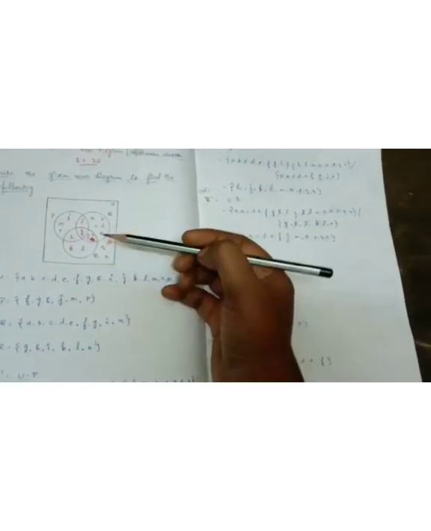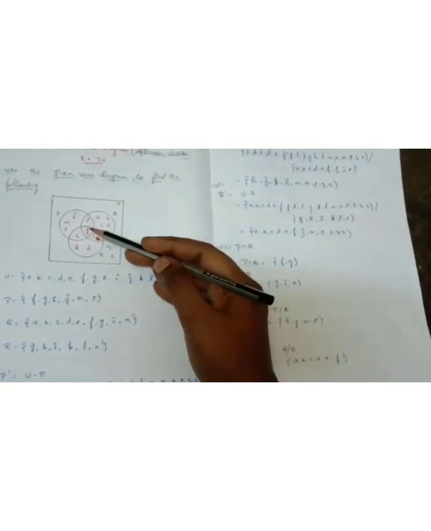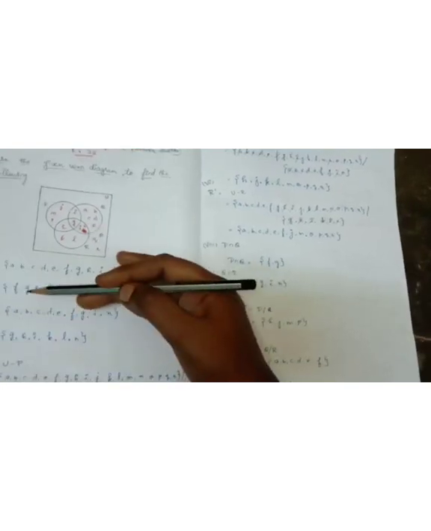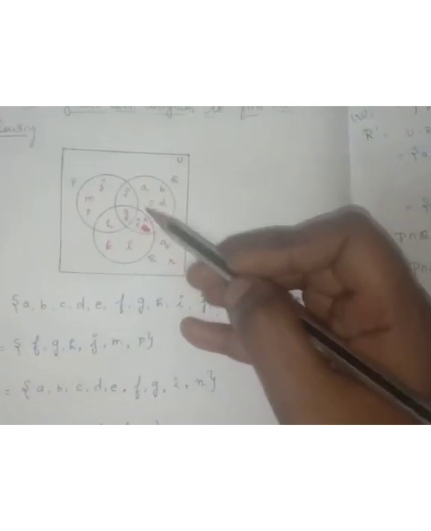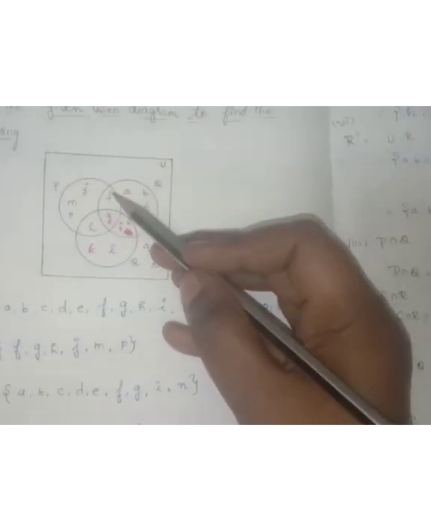Q minus R is the same. You consider the circles of Q and R. In Q and R the common terms are G, I, N, which are cancelled. The remaining of Q is the answer. So Q minus R means the common term in Q and R is cancelled, and the remaining of Q is the answer: A, B, C, D, E, F.